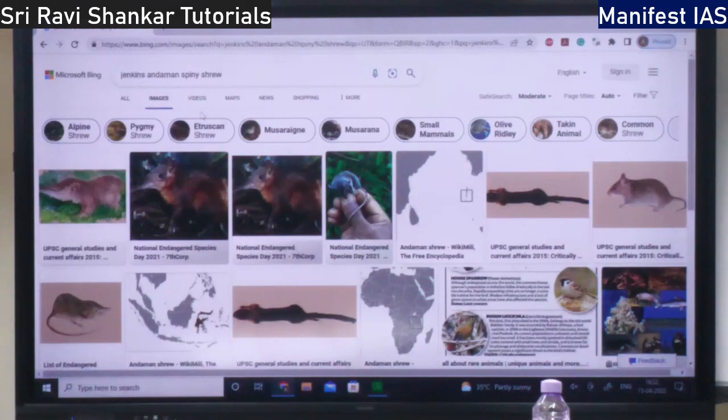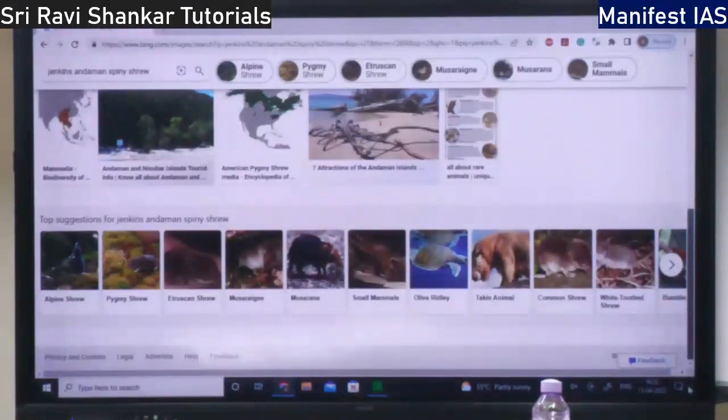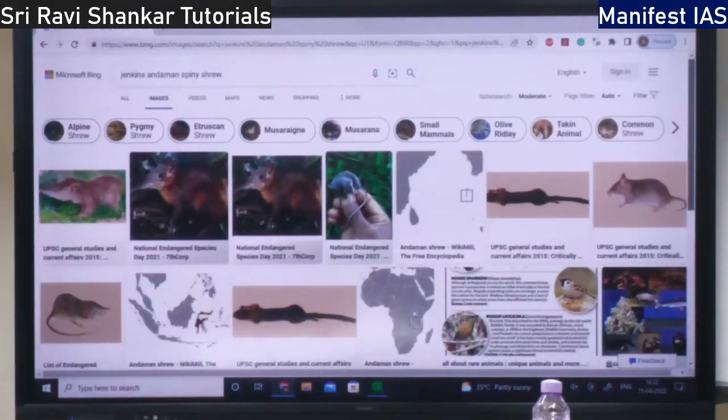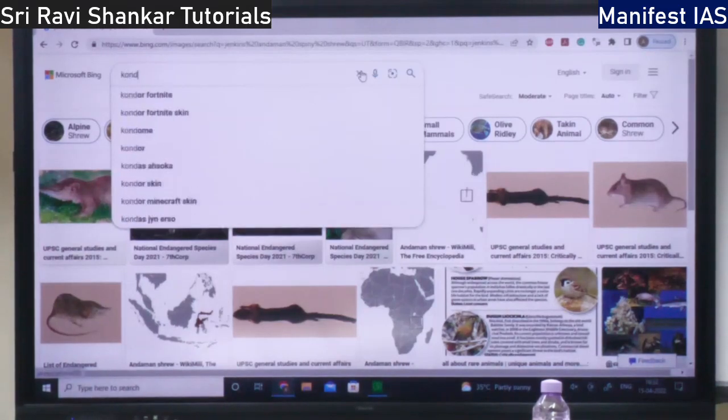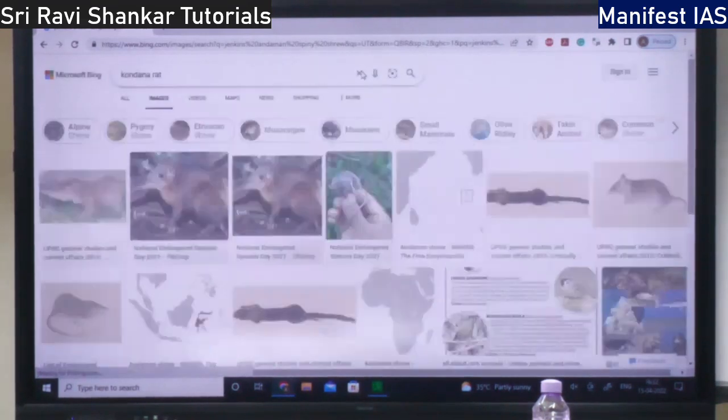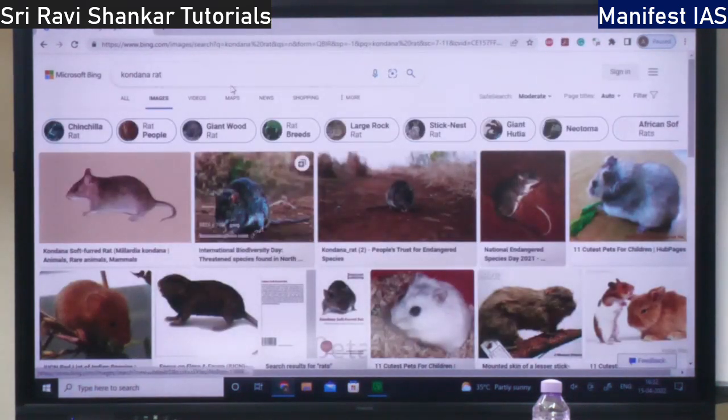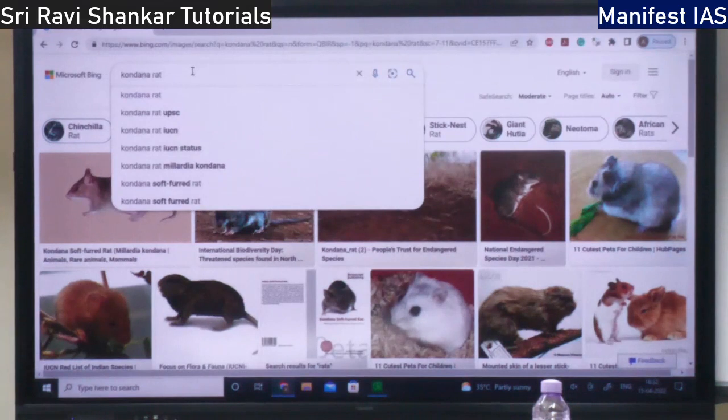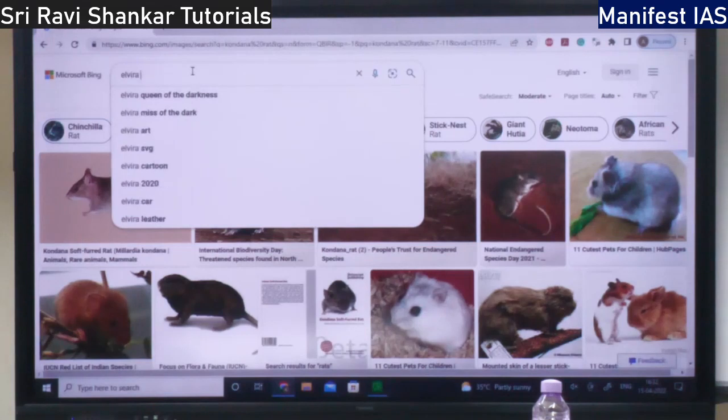See, it's a rat here. Jenkins, so the name seemed as if it's a big animal, but it is a rat. Jenkins' Andaman spiny shrew. This is critically endangered. Then Kondana rat, Andhra Pradesh, I think. Kondana rat is also an endangered species. Elvira rat. Sorry, critically endangered. That is why I am making you write it. Kondana rat is critically endangered. Elvira rat. Where is Elvira rat?